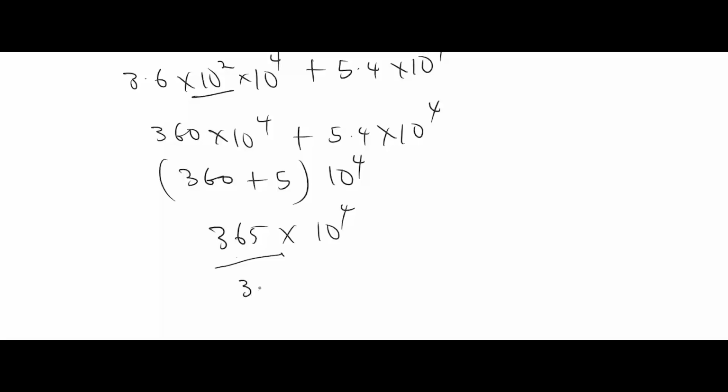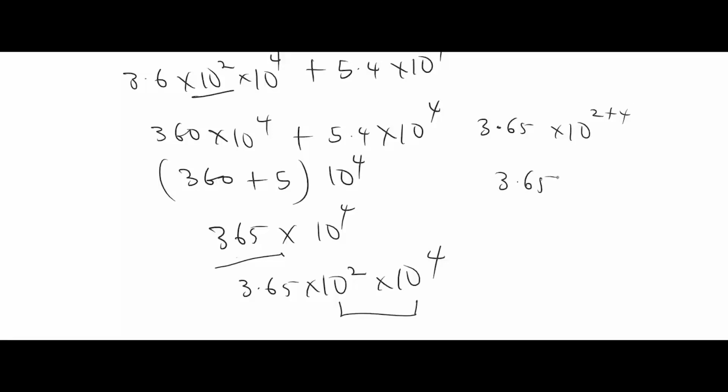That will be 3.65 times 10 to the power of 2 times 10 to the power of 4. So once again, if you are struggling with writing a number in standard form, you can visit the previous video. It was well explained there. So we can now apply the multiplication law of indices on these two. That will be 3.65 times 10 to the power of 2 add 4. 3.65 times 10 to the power of 6. So this will be the final answer.